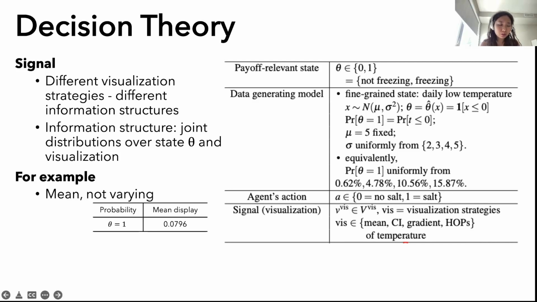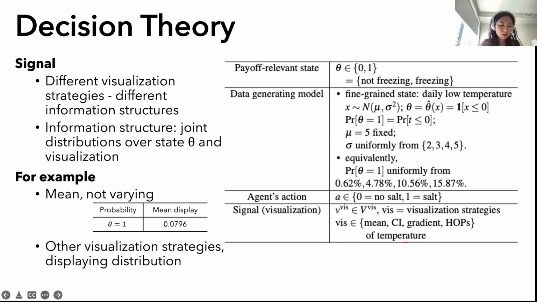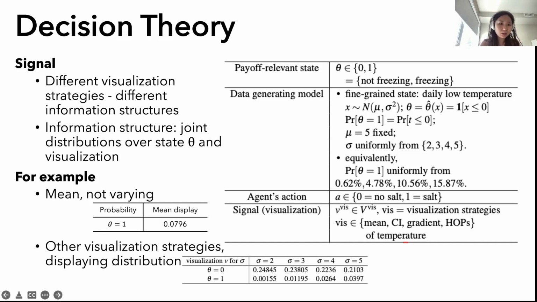So the joint distribution between the mean display and the payoff relevant state only has one probability, displayed in this table, which is around 0.08. But for other visualization strategies, knowing them is the same as knowing the distribution from which the temperature is drawn, and also the same as knowing the standard deviation sigma. So here this table shows the joint distribution between the display for sigma and the state taking values of freezing or not freezing.